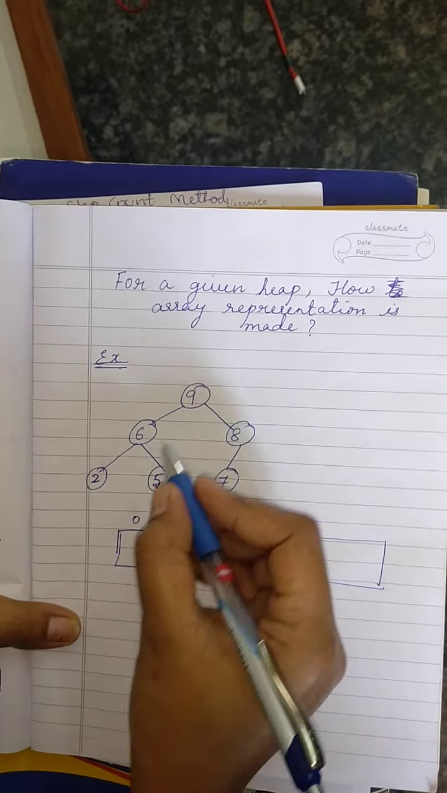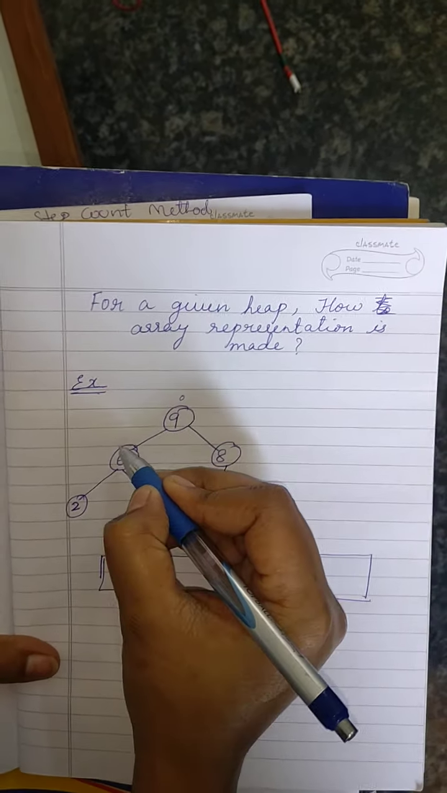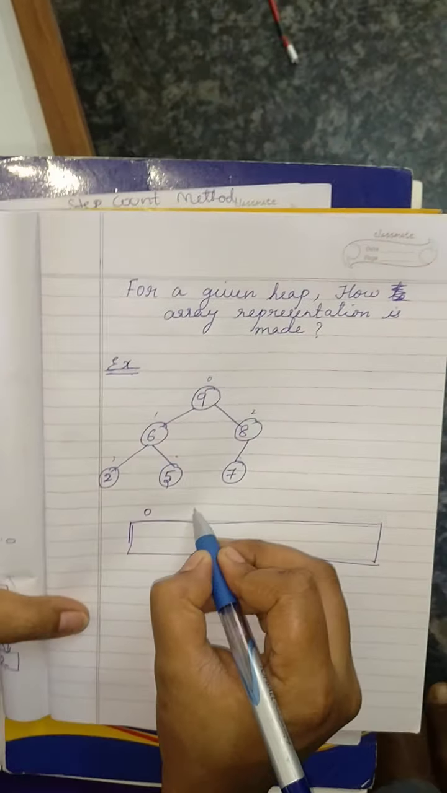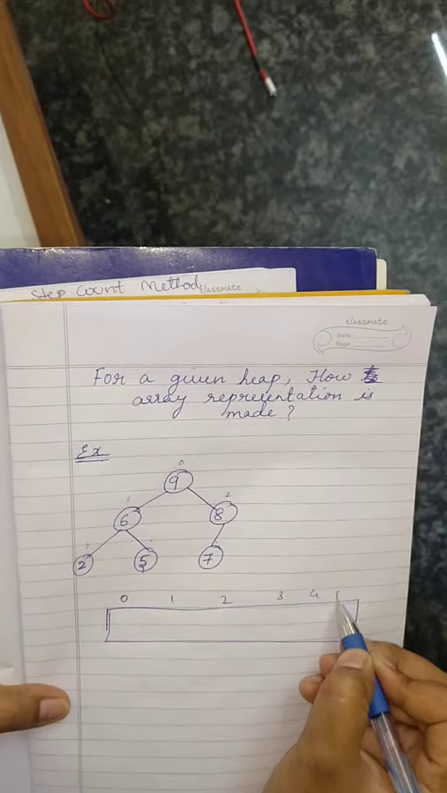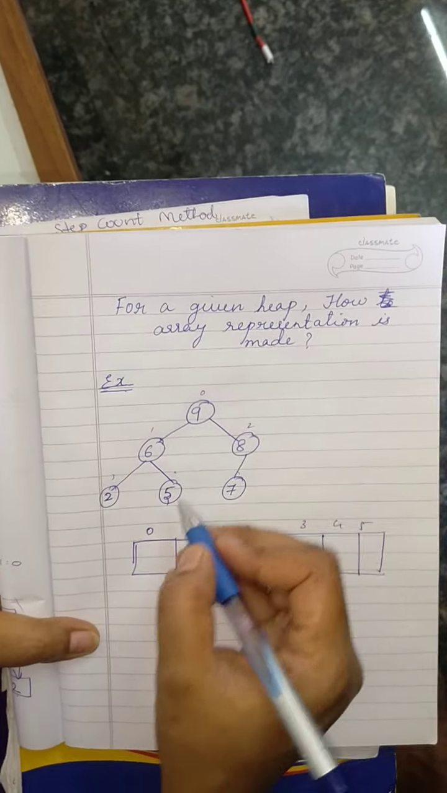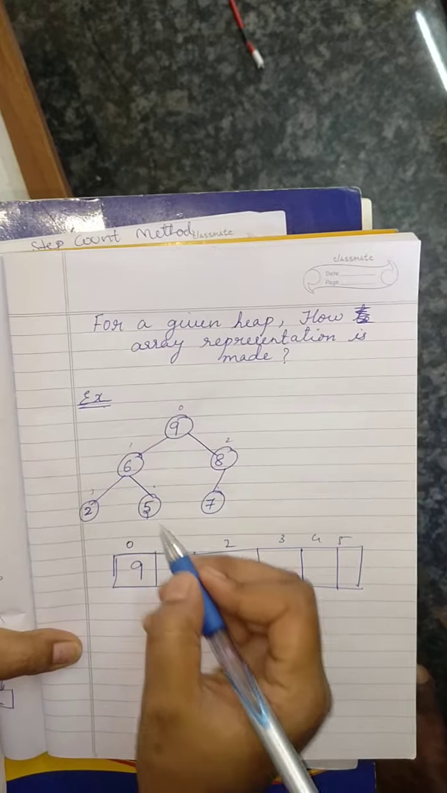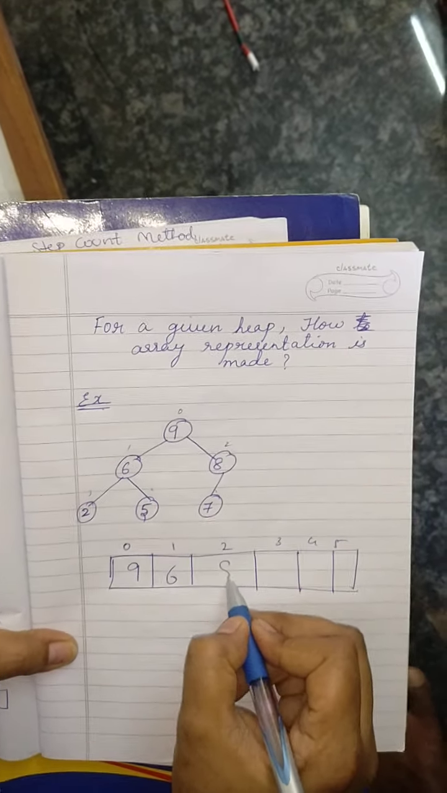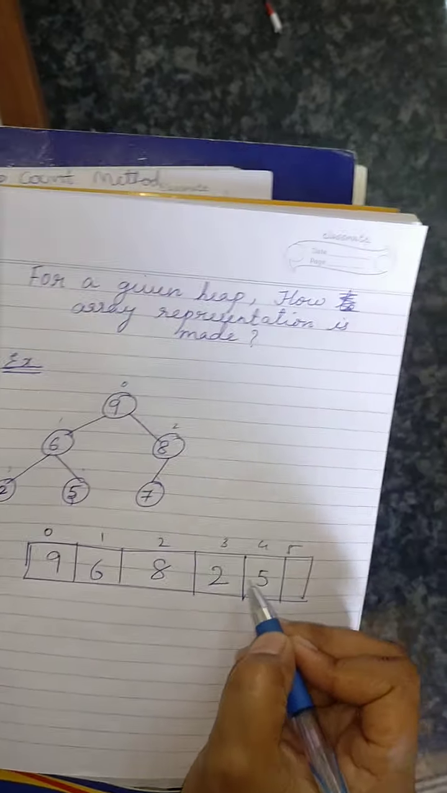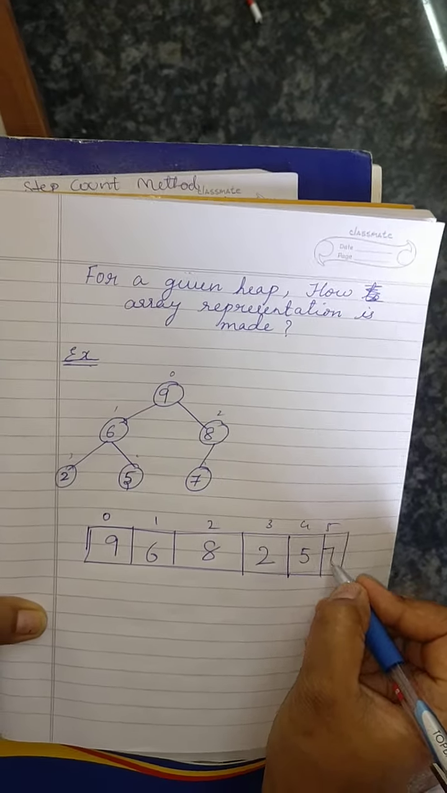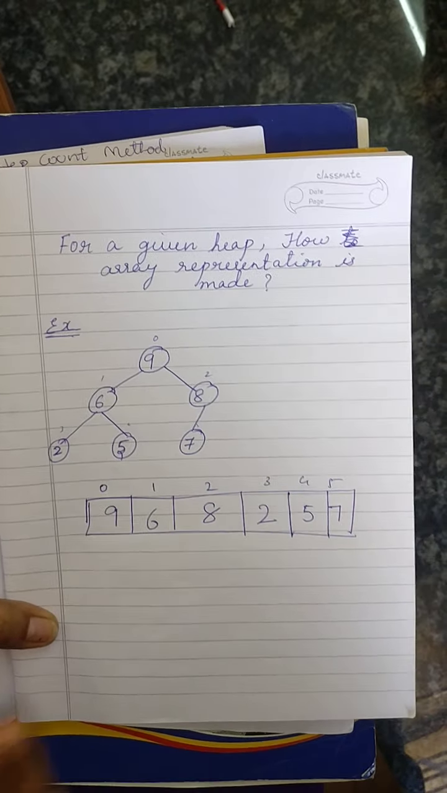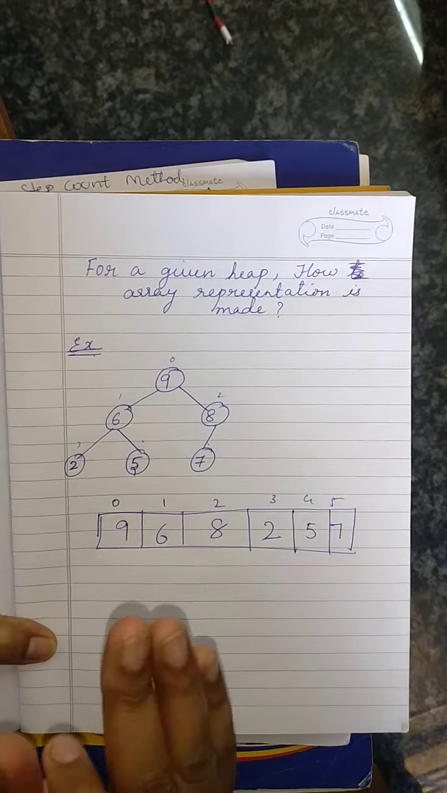I think this is the easier one. Okay. So name it here, you can name 0, 1, 2, 3, 4, 5, so you can easily identify. Name like this. And what is the 0th position? 9. The first position is 6. The second position is 8, the third position is 2, the fourth position is 5, and the fifth position is 7. This is the array representation. Okay, and this is a complete binary tree also. It is an example of a complete binary tree.